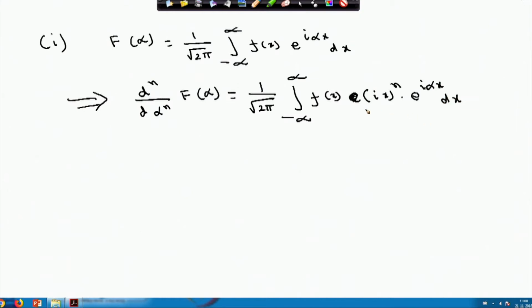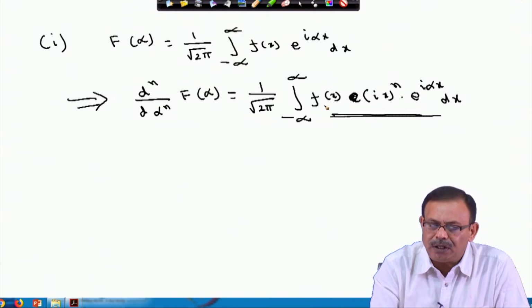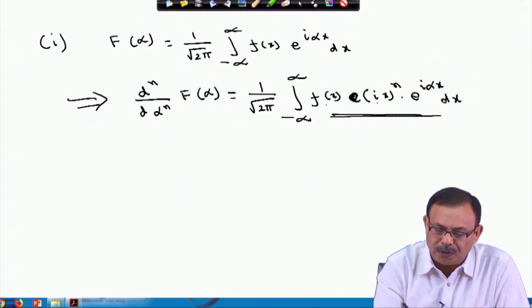In other words, this term I have written directly, otherwise I would have to show d d alpha of F alpha, and from there d square d alpha square. This type of thing we have done for the case of Laplace transform. So, directly I am writing it, because internally you are making the derivative inside, differentiation under the sign of integration. So, I write f x after the nth derivative as i x whole to the power n into e to the power i alpha x dx.